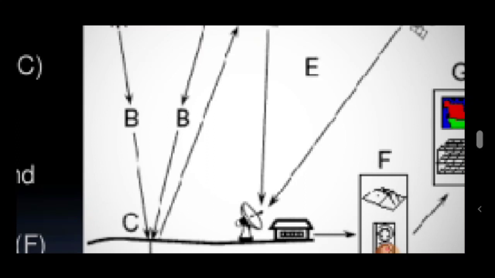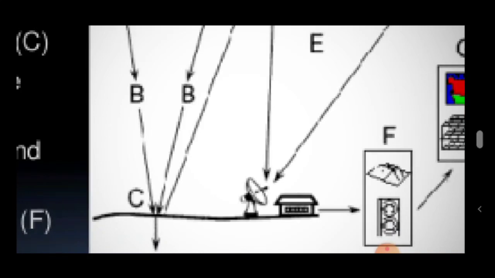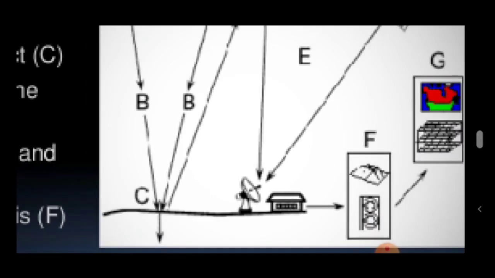As the energy travels from its source to the target, it will come in contact with or interact with the atmosphere or radiation when it passes through. This interaction may take place a second time as the energy travels from the target to the sensor. Then here C stands for target, or you can say interaction with the target.